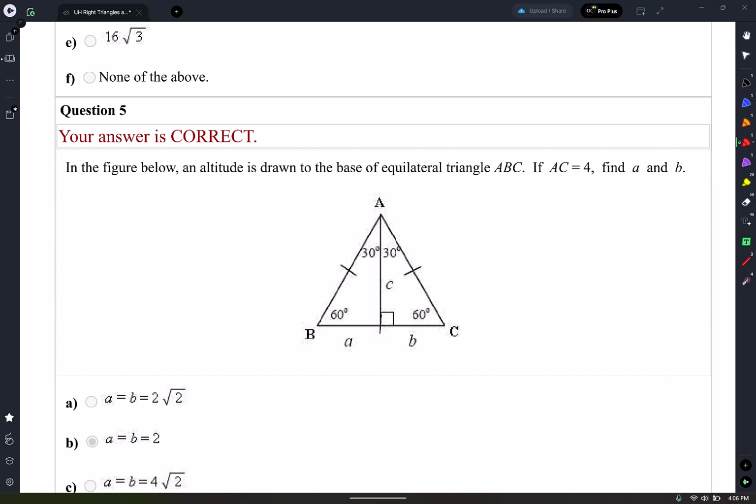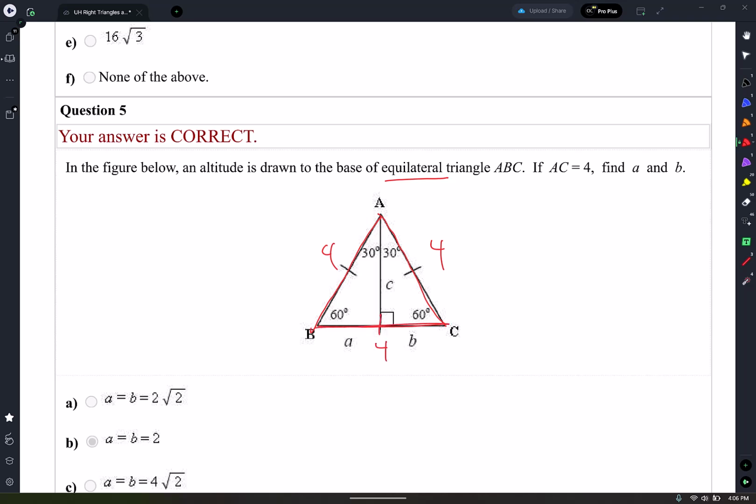In the figure below, an altitude is drawn to the base of an equilateral triangle ABC. If AC is 4, find A and B. Okay, well, AC is 4. Let's see, this distance here is 4. And this is an equilateral triangle, so that means all sides are 4, and this entire side is 4.